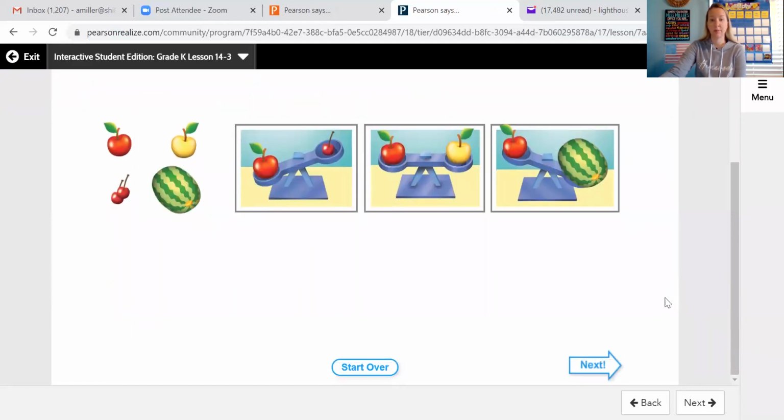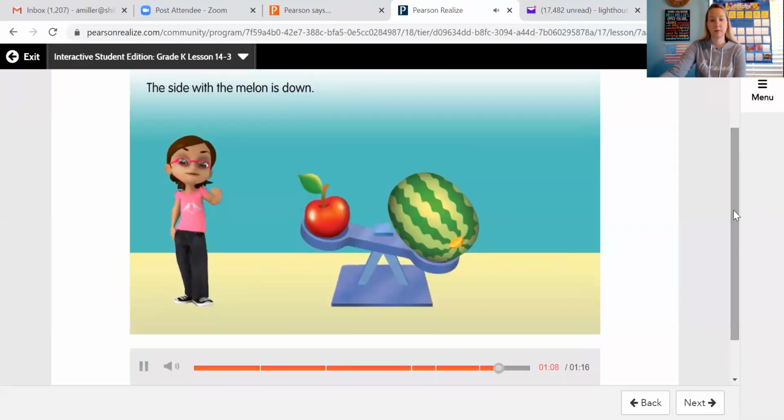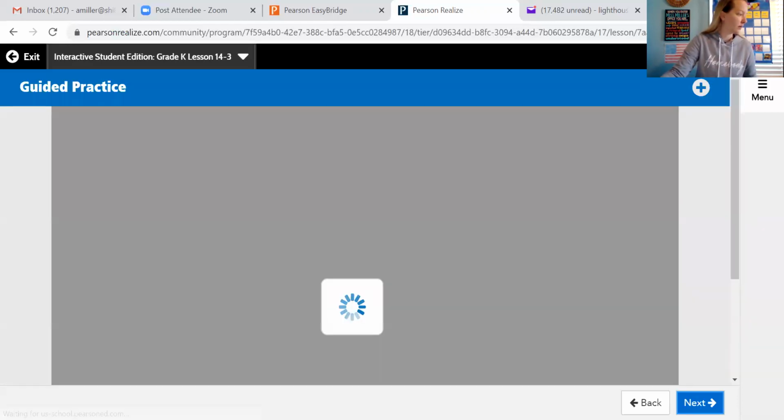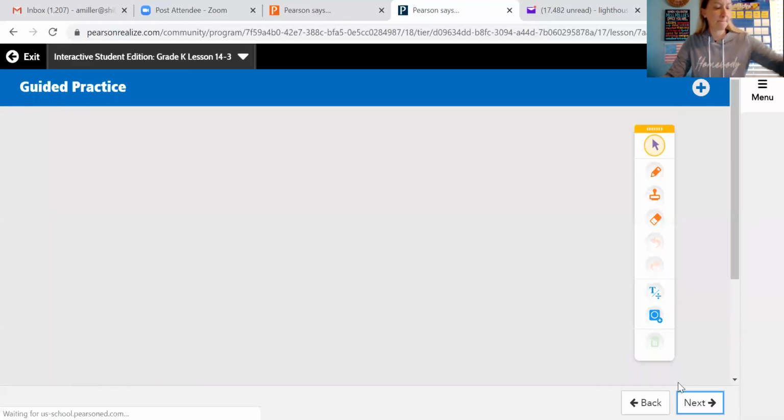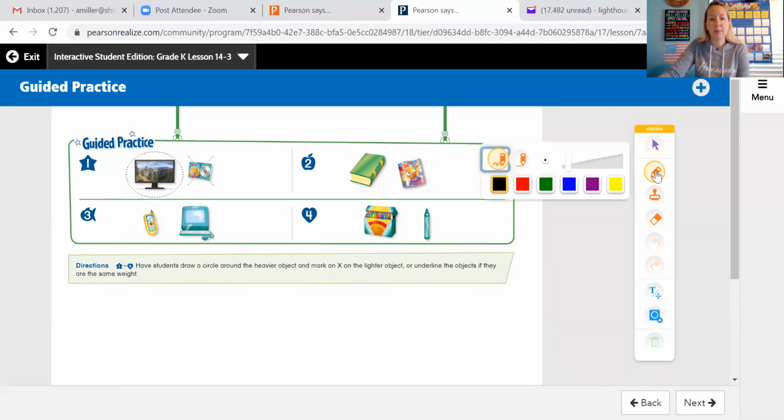All right, good job. The side with the melon is down. Now you know how to use a scale to tell which objects are heavier and which are lighter. All right, so now let's try it. We're gonna look at our paper and start with number 1. For all 4 of these, it says draw a circle around the heavier object and mark an X on the lighter object, or underline the objects if they are the same weight.